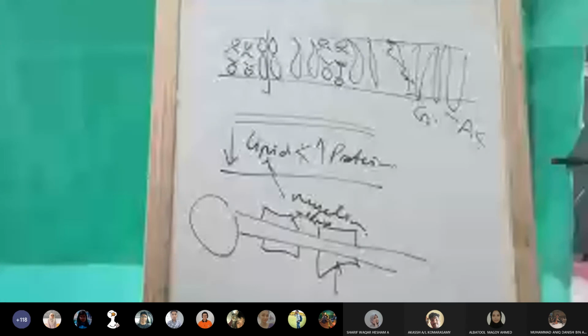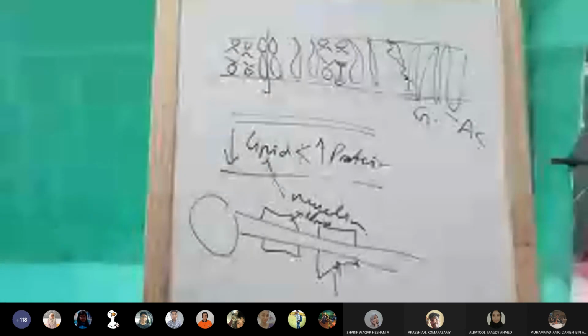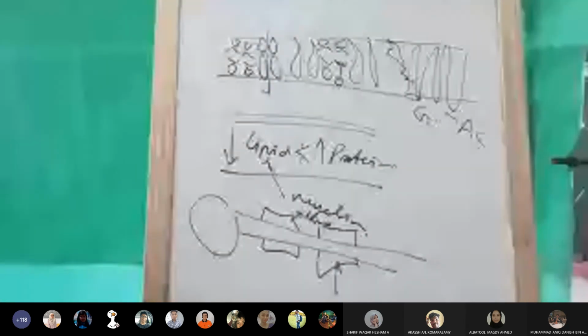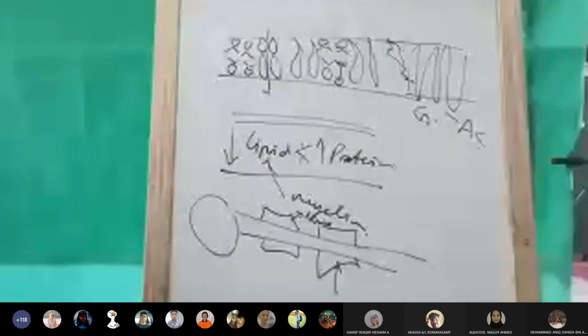So what can you conclude from this activity? We already made the conclusion just now. So we went to activity 5.6, general concept of molecular structure of the cell membrane. Is there any question you want to ask?